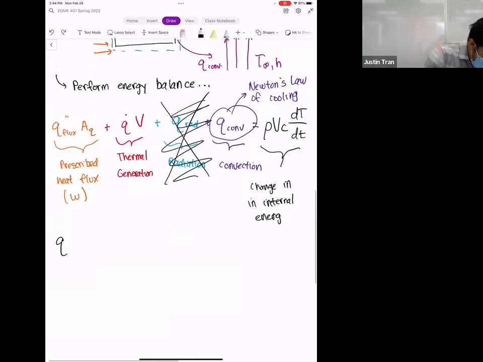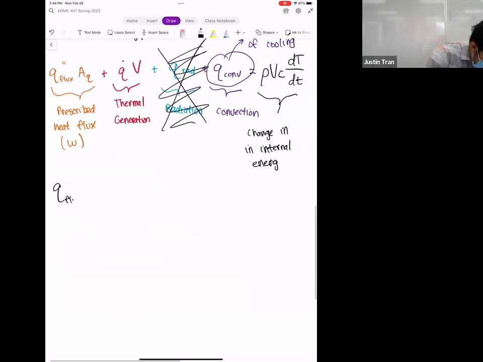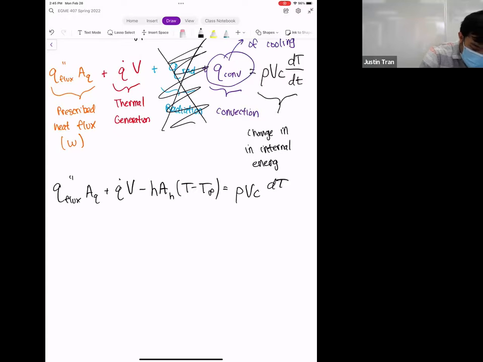If I make those changes, then we have Q flux multiplied by A sub Q, plus Q dot times the volume, minus H times A, and we'll call this A_H, times T minus T infinity, is equal to rho V C dT/dt.